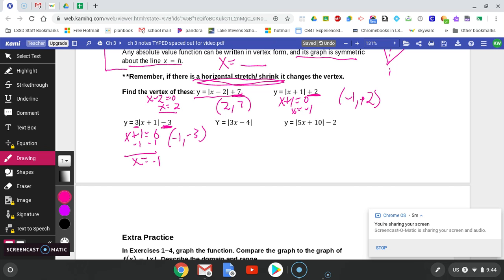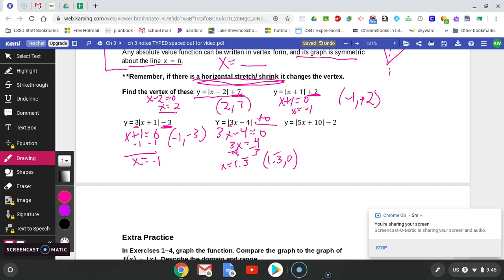On the next one, if I set 3x minus 4 equal to 0, notice this time the 3 out in front does affect it because it's in the parentheses. So I would add a 4 to both sides first, and then I divide by 3 on both sides. So I would get x is 4/3, which is the same thing as 1 and 1/3 or 1.3 repeating. And there's nothing being added or subtracted at the end. So that means my vertex would be at (1.3, 0), because technically I do have a plus 0 here.